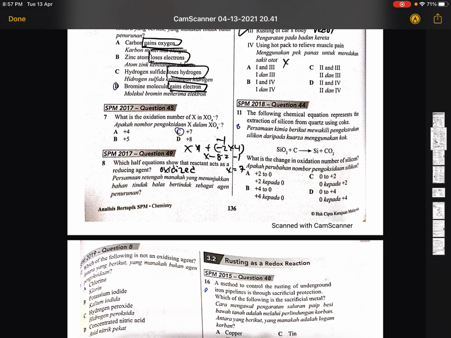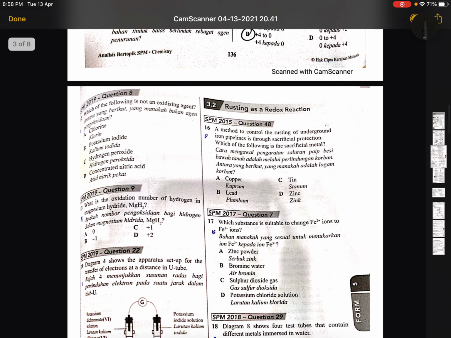Okay, the following is the chemical equation for extracting silicon from coal using coke. What is the oxidation number of silicon? Silicon alone is going to be 0, and in silicon dioxide, silicon is +4. Don't ask me why, you should know by now. So it's B, +4 to 0.